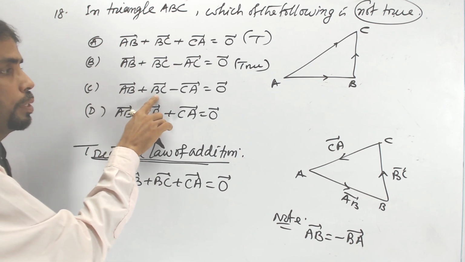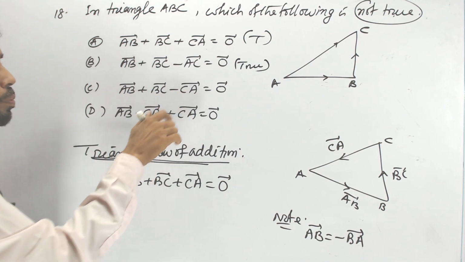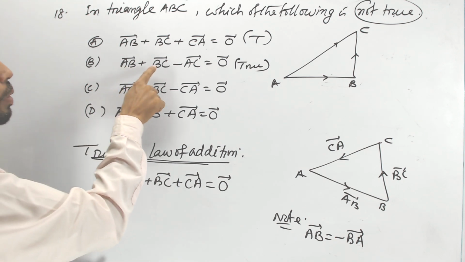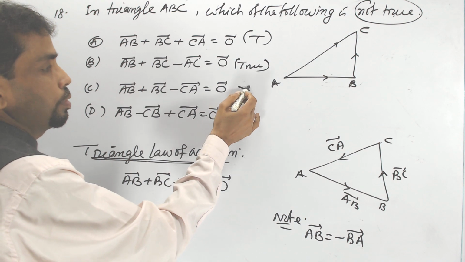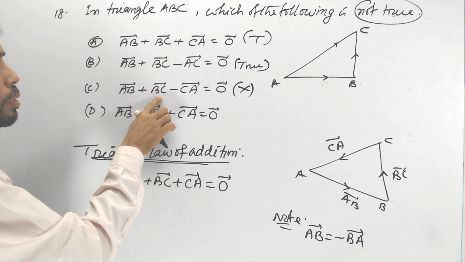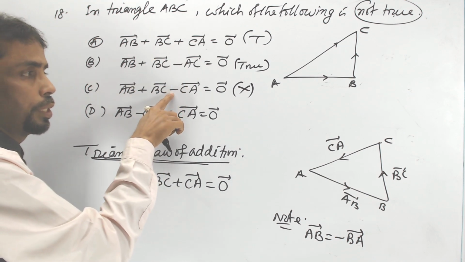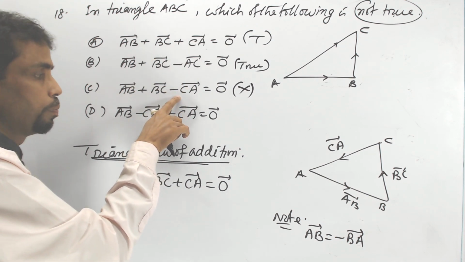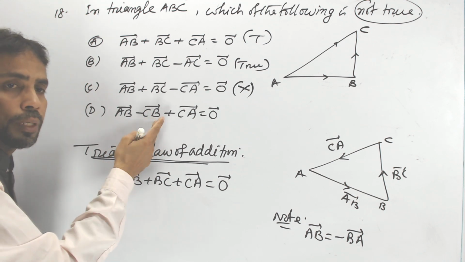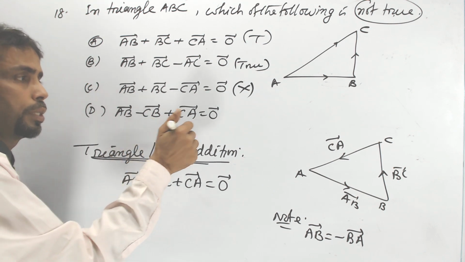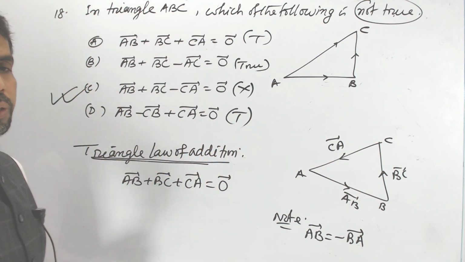AB plus BC minus AC equal to 0, this is not true, it is false. AB plus BC, it should be plus CA, then it will be the first one. Since it is negative, it is not matching, so this is not true. Then AB plus BC, where we have changed the order of BC, so minus CB, plus CA, is also true. So option C is not true.